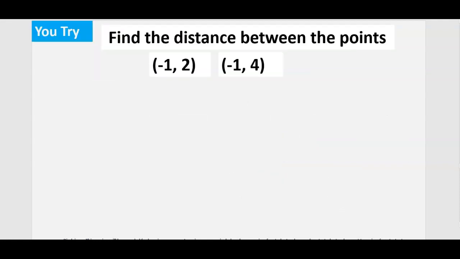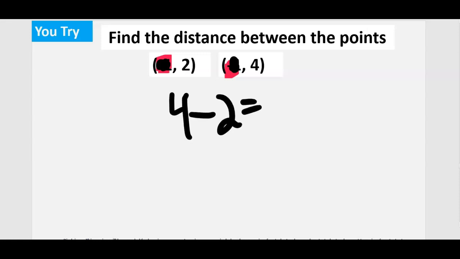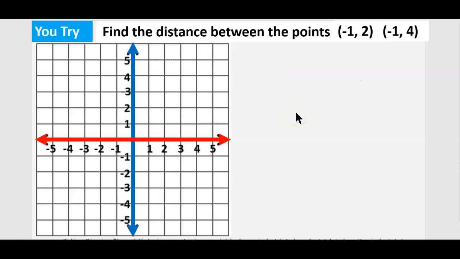Okay, you find the distance between these 2 points. Check back with me. Oh, okay, how'd you do? This is a video, you could have paused it. All right, so let's see, which ones are the ones that are the same? This is the same as this, so I'm not using those. So the DCs are 2 and 4. 4 minus 2 equals 2. 2 units. Is that what you got? I knew you would.